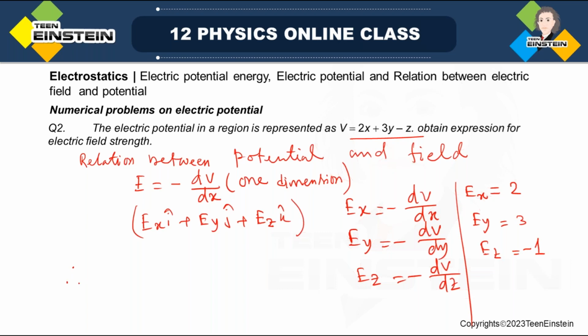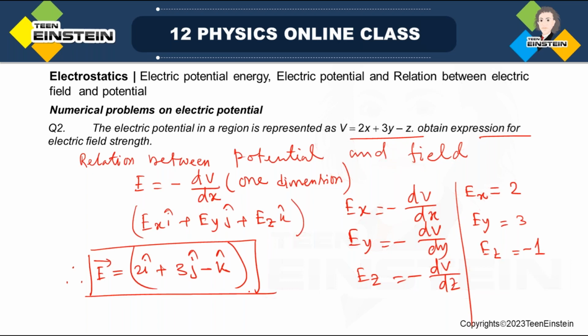So what will be the electric field strength then? Electric field strength in vector notation we have to write. First of all, if I have to find out the expression, they have asked you expression, not the magnitude. So expression will be 2i cap plus 3j cap minus k cap. So this will be the expression for the electric field. If you are asked to find out the strength or magnitude of the electric field, then you have to take the mod of this.